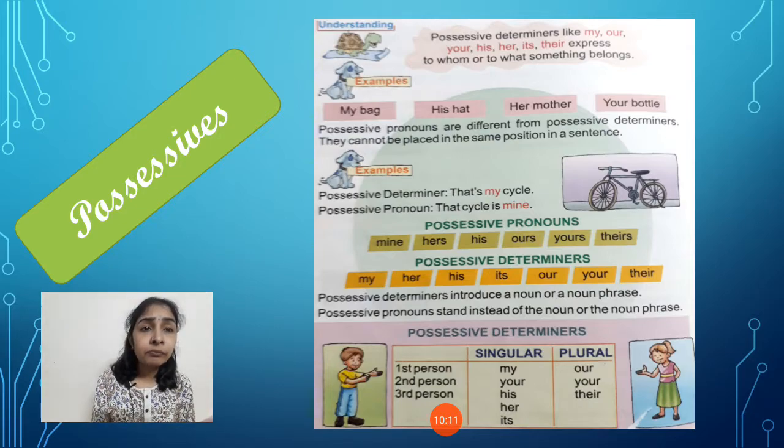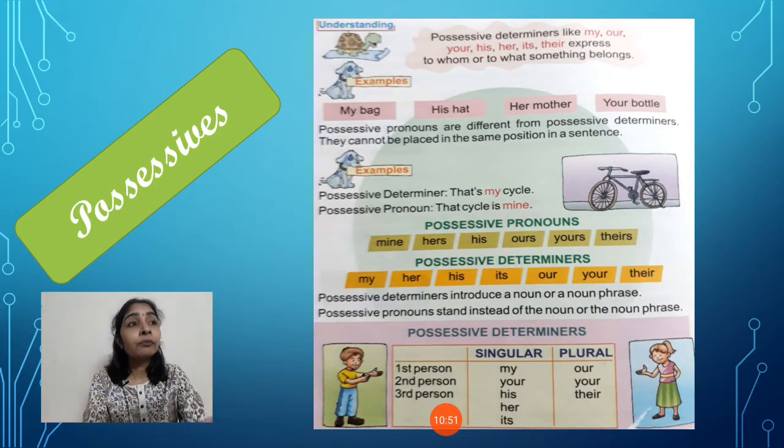They can be my, her, his, like that. But again, determiners are followed by a noun. But when it is used as a pronoun, what happens? It is not followed by a noun. For example, when we use a possessive determiner, we say that's my cycle. But when we use it as a possessive pronoun, we say that cycle is mine. So here is the difference in how a possessive pronoun and a possessive determiner are used.